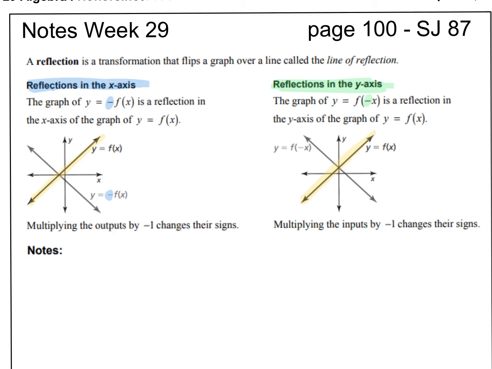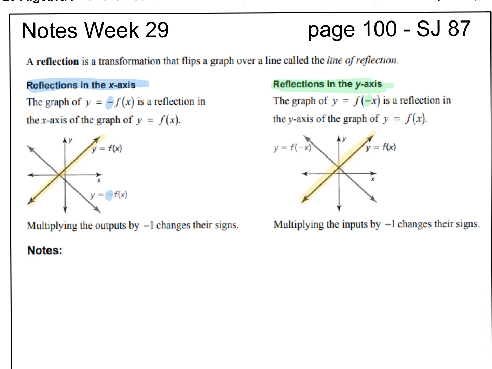I want you to notice the negative here is on the outside. That's why I highlighted it in blue. So when the negative is outside of x, then that's a reflection in the x-axis. And when your negative is inside with x, like I have highlighted on the right, then that's a reflection across the y-axis. Now, linear functions, the reflection across the x and the reflection across the y look very, very similar.